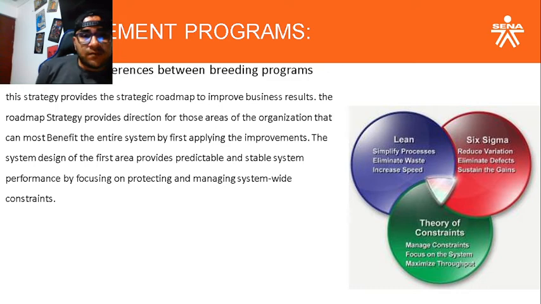Similarities and differences between improvement programs. This strategy provides the strategic roadmap to improve business results. The roadmap provides the direction for those areas of the organization that can most benefit the entire system by first prioritizing the improvements. The system design in the first area provides a predictable and established system, performance beacons, and protecting and managing the system with constraints.